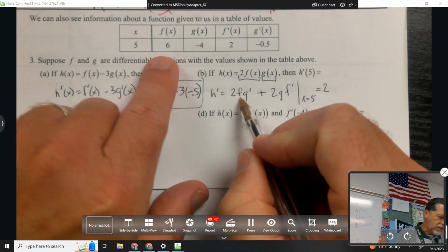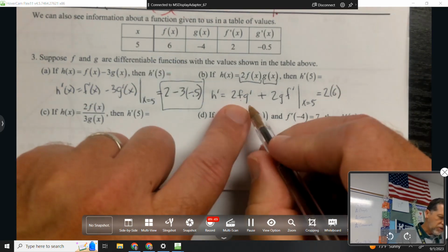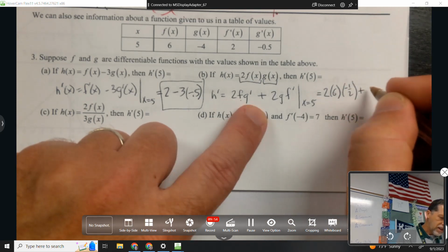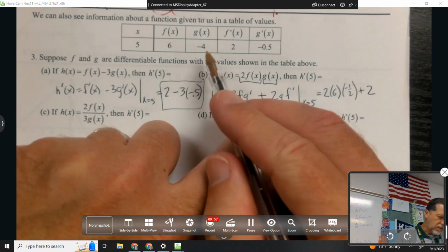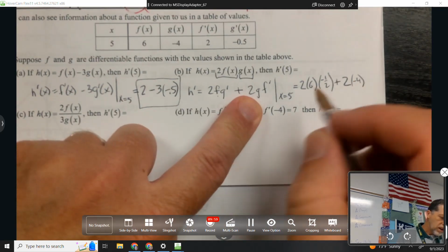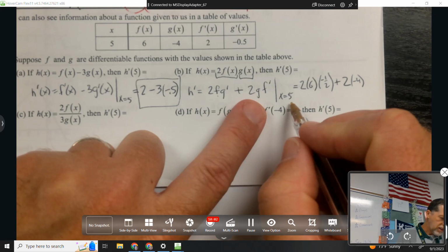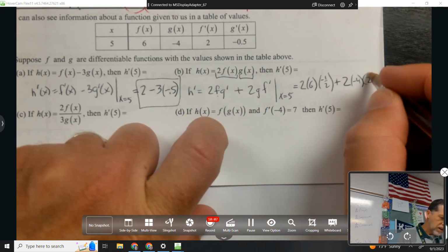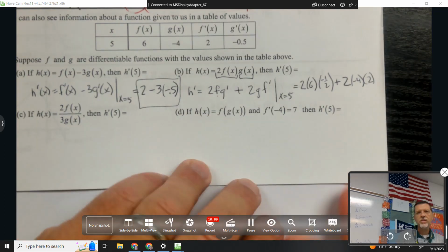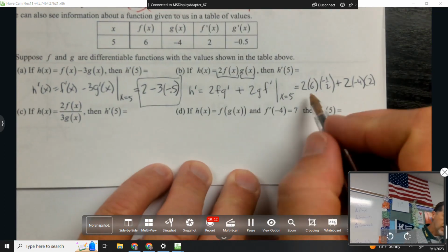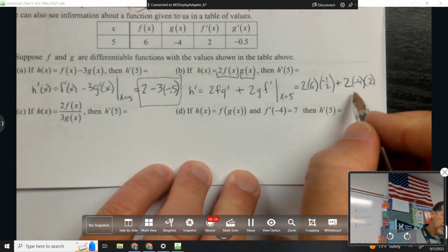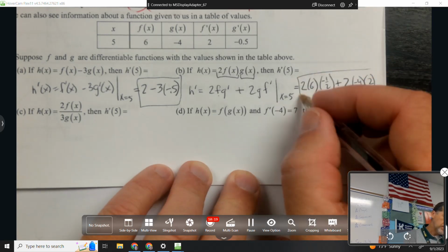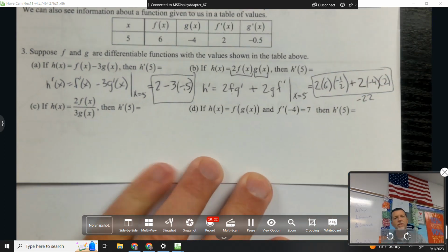So f is 6. G prime is -1/2. G is -4. And f prime is 2. And again, it's a free response question, so you could just leave it like that. Negative 6 plus negative 16 would be negative 22, but don't do that unless you need to.